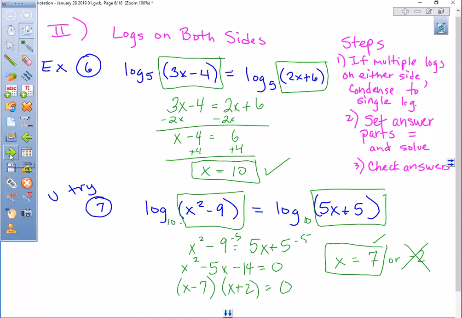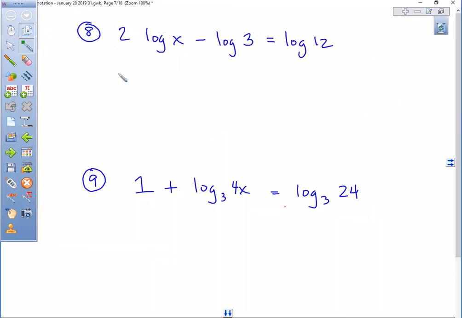Okay, we have 2 more examples before you go ask for your homework. 8 and 9. So if you want to write those down, go ahead. And then press play.